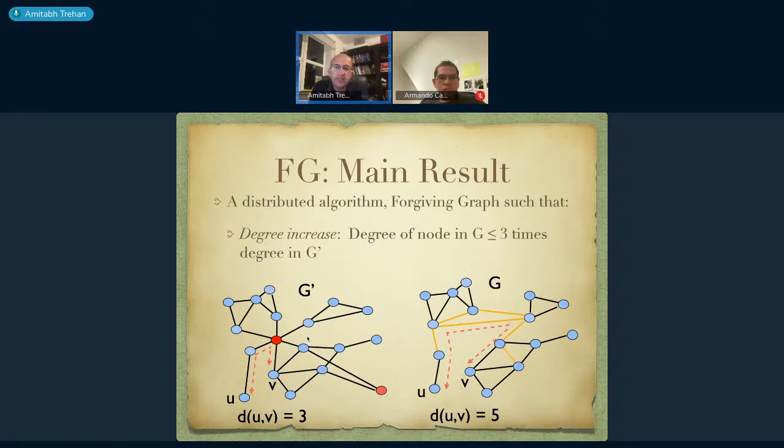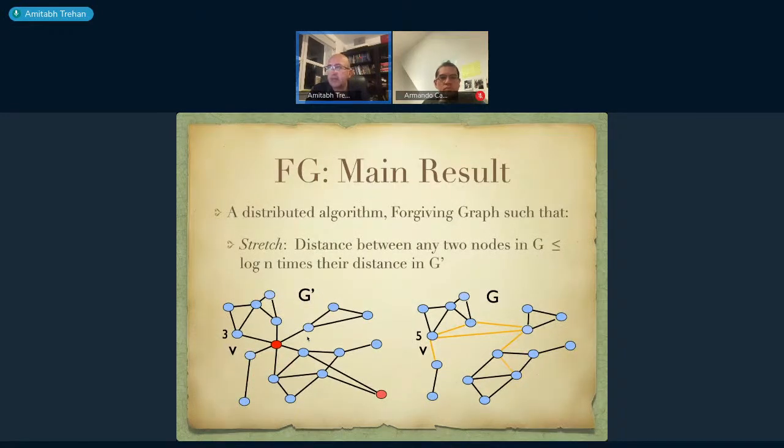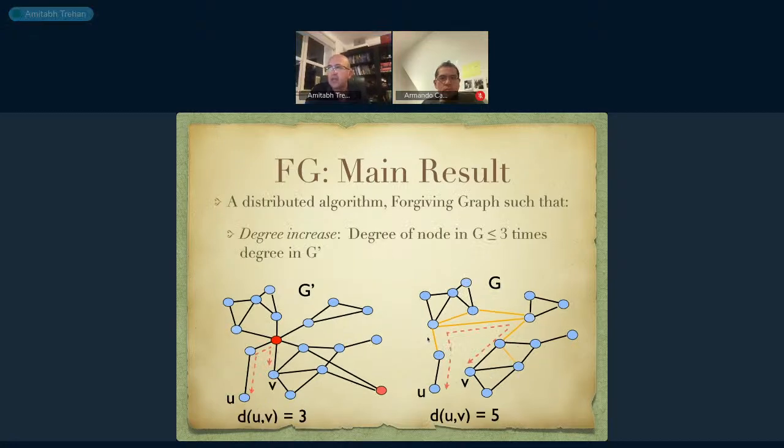Now similarly with degree increase. The degree increase is now higher in forgiving graph than forgiving tree. Instead of being plus 3, it can be 3 times. So the degree can be at most 3 times the degree in G dash. So for example, all right, the figures are slightly messed up. This here says the degree of node V in G dash is 3 and in G is 5, and the distance between U and V is 3 and here between U and V is 5. So the figures and the results are mixed up, but you get the idea, right?